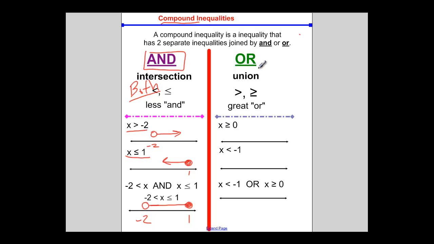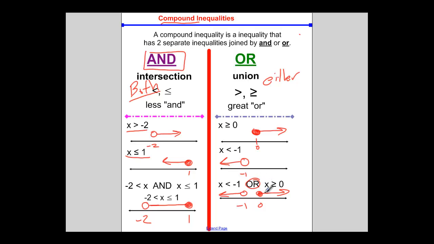An OR statement is one or the other, so we're going to say either. Okay, and this is actually the opposite thing. So here's 0. X is bigger than or equal to 0, so solid going this way. And we want X is less than -1, so -1's over here. So notice they don't overlap. So here we're going to have -1 and then 0. And this one goes to the right, and then this one goes to the left. Notice they do not overlap. So you're either in this solution set or this solution set.